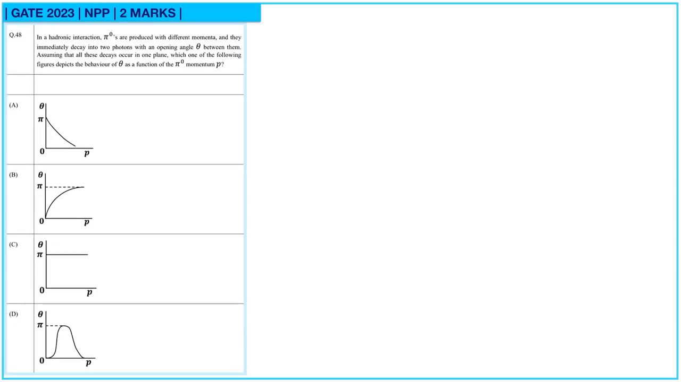Next question, 48. In a hadronic interaction, pi0 mesons are produced with different momenta and they immediately decay into two photons. So pi0 is created and then immediately decays into two photons with an opening angle theta between them. Assuming that all these decays occur in one plane, which one of the following figures depicts the behavior of theta as a function of pi0 momentum p?